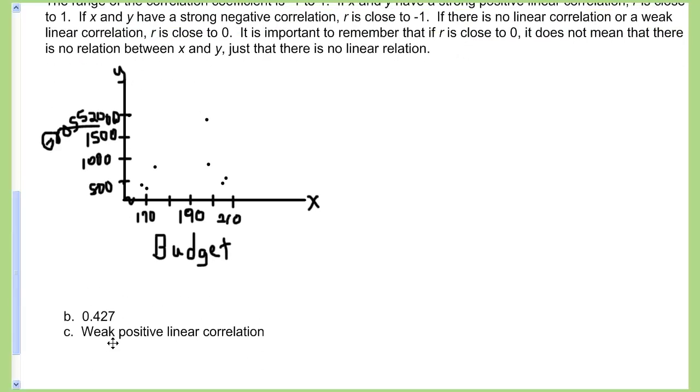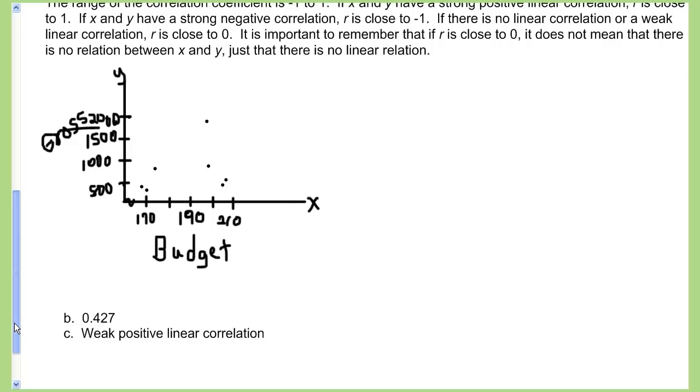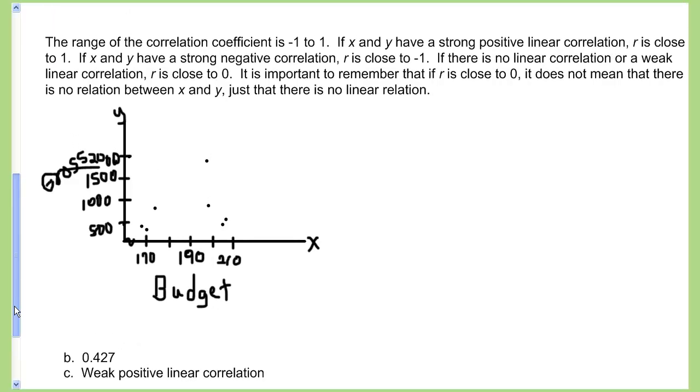So here you have a weak positive linear relationship. It is positive because it's 0.42, but it's weak because it's not anywhere close to 1. It's halfway from 0 to 1. So that's why it would be that. But I suggest you get a calculator and you use it. You'll save yourself so much time.